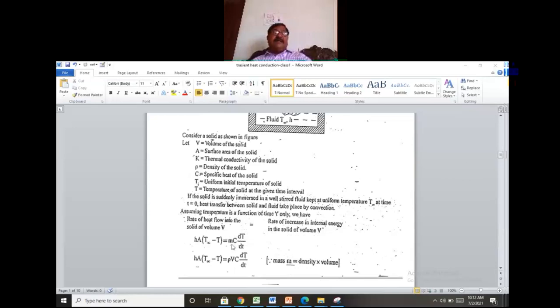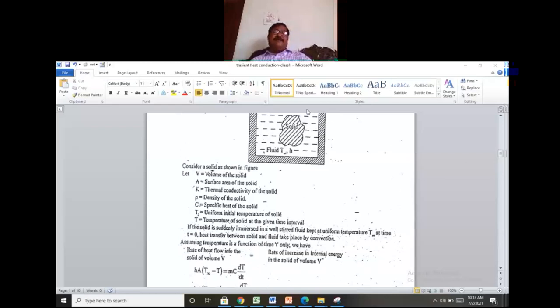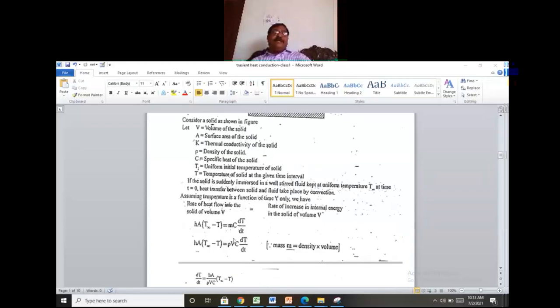m c delta T is the mass of the solid into c, the specific heat of the solid, into dT by dt. The temperature of the solid changes with respect to time, which is the differentiation of temperature capital T with respect to differentiation of time. hA is the convective heat transfer into the area of the beaker containing the fluid of temperature T infinity, right? So hA into T infinity minus T. Mass is equal to density into volume.